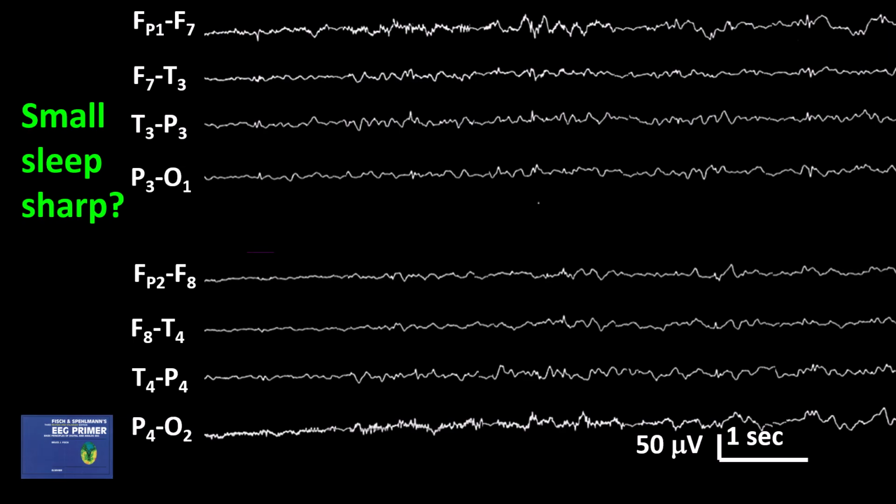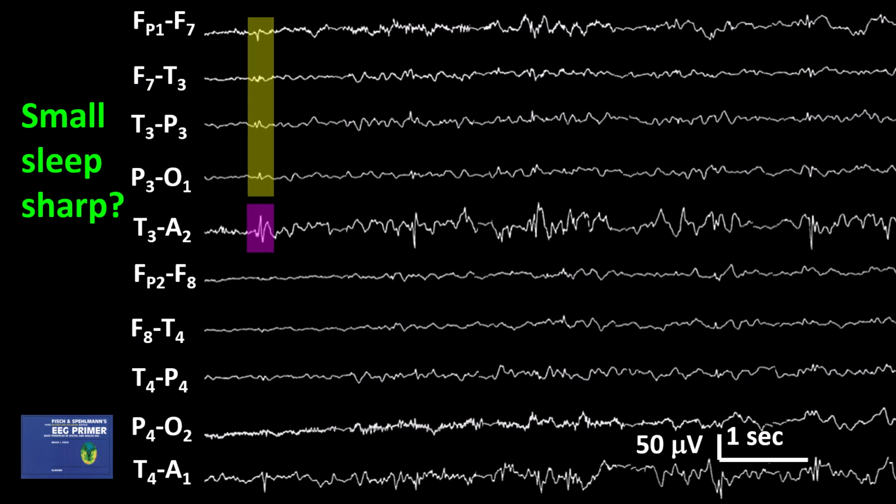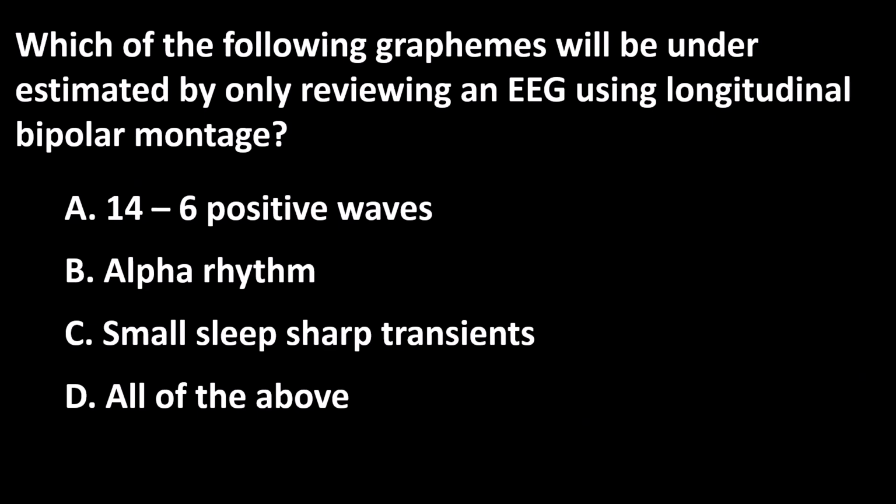As you can see, this is from the EEG primer. In it, you can see highlighted small sharp sleep transients. Now I have added a channel with a long inter-electrode distance, which allows better appreciation of the small sharp sleep waves. You can see this in both sides. So the answer to this question is D, all of the above.